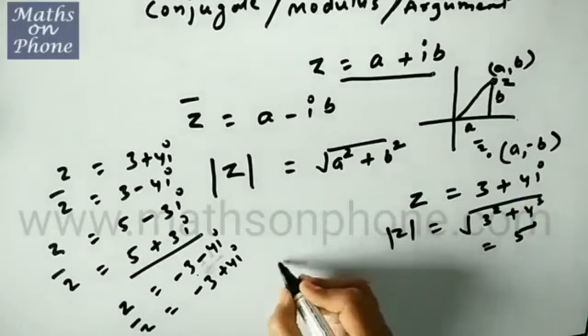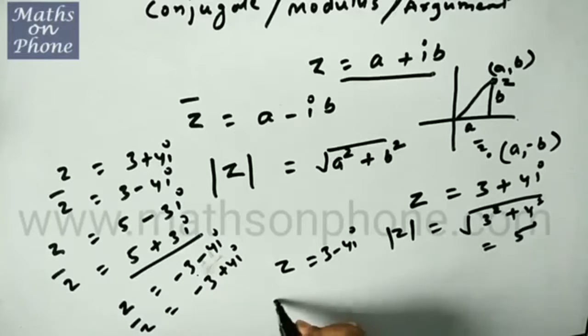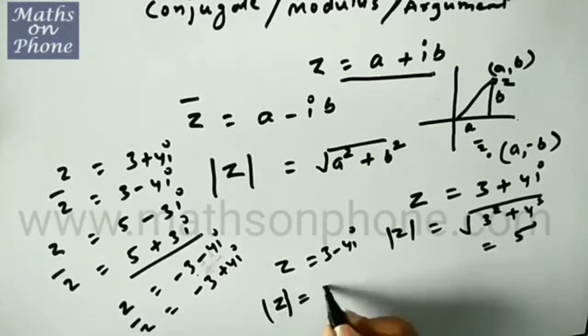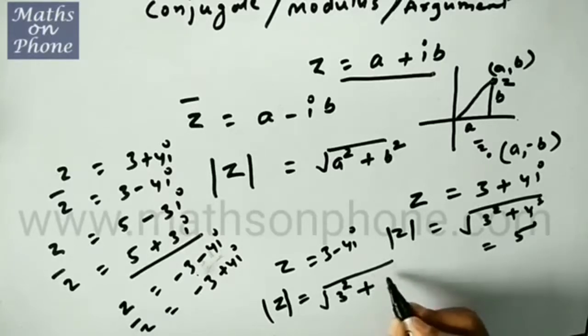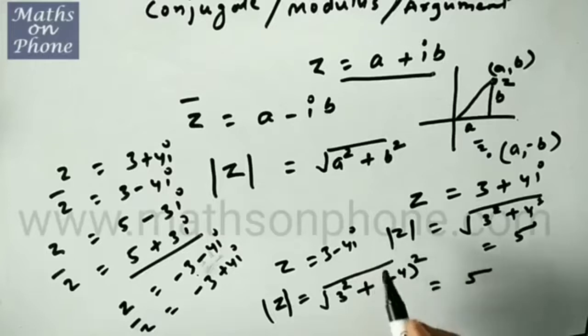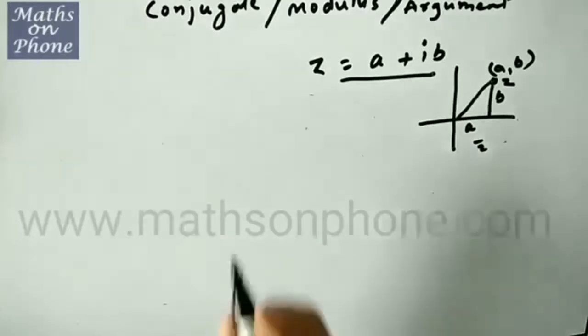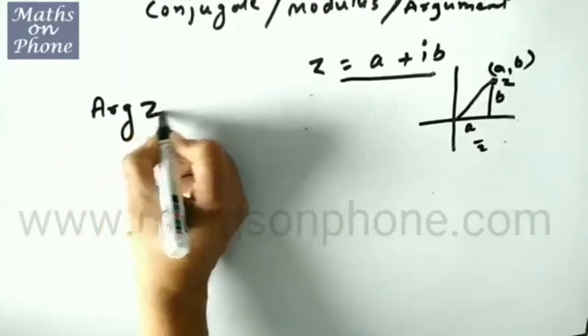So if I take z is equal to 3 minus 4i, what will be its modulus? How will you write? That will be under root 3 square plus, all the time plus, the imaginary part, tell me, that is minus 4. So minus 4 square, which is coming out to be again 5. So what we saw is that the modulus of a complex number and the modulus of the conjugate of the same complex number are the same anyway.